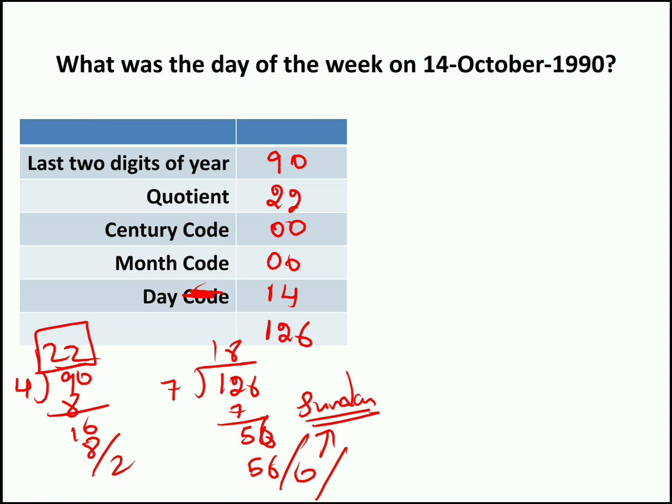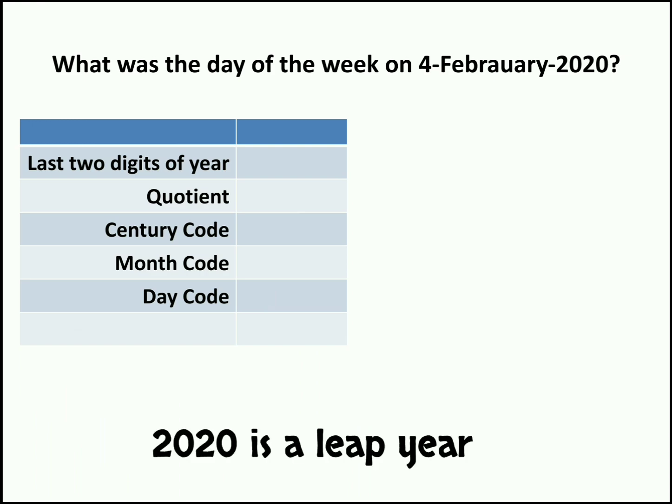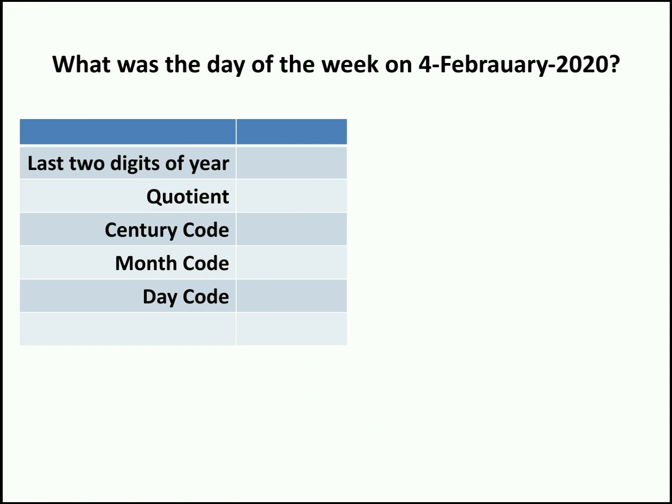Now, if you look at the previous question and this question, in both the questions, the year is a non-leap year, right? Now, we are going to look at an example of a leap year. What was the day of the week on 4th February 2020? See, for a leap year, we have a different structure. It's not a big change. You have to focus only on the last step.